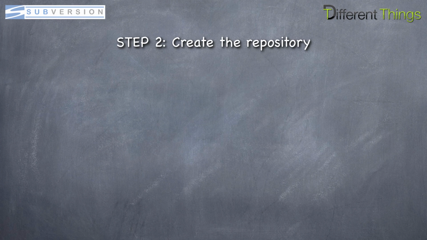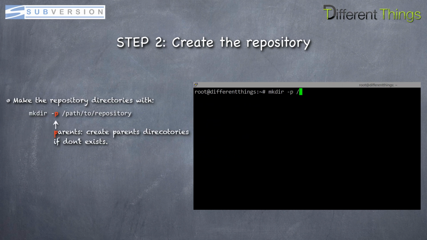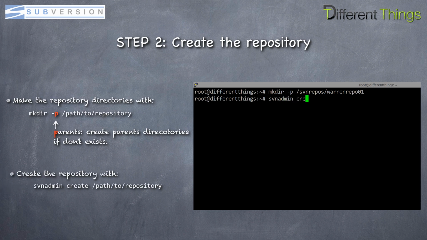Step 2. Create the repository. Before creating the repository, you have to create directories with mkdir space -p space and the path to the repository. Once directories are created, you can create the repository with svnadmin space create space and the path to the repository.